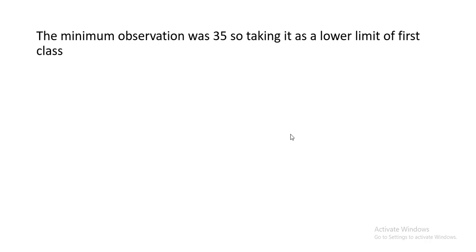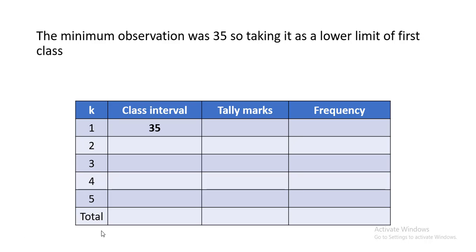Alright, the minimum observation was 35. The next step is that we need to decide what should be the minimum point, or the minimum observation, to start the classes. Since it was 35 in this data, I've taken 35 as the lower limit of my first class. See, this is a table that I have made. This represents K, meaning number of classes, class intervals, tally marks, and frequency. Since I wanted to divide my data into 5 classes, I've written class 1, class 2, class 3, class 4, and class 5. Alright, and I've taken my minimum point as 35.